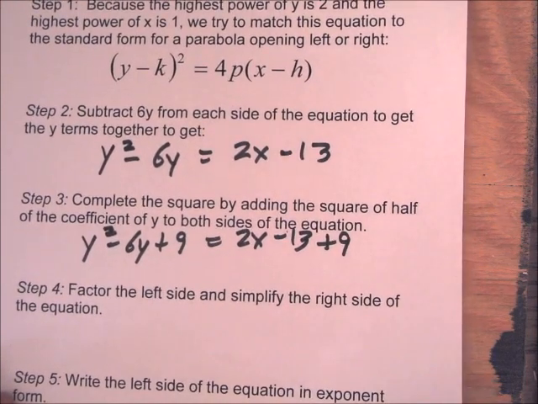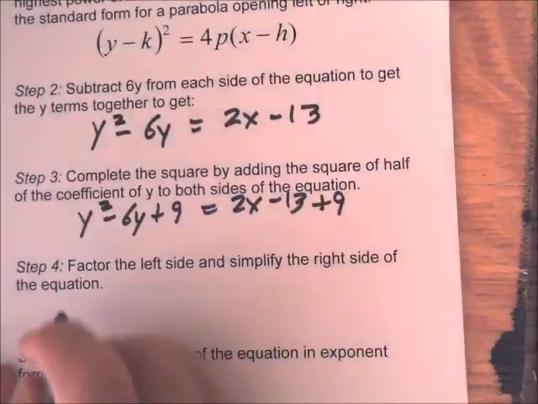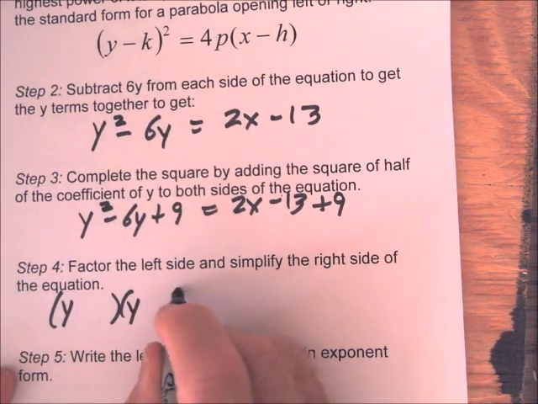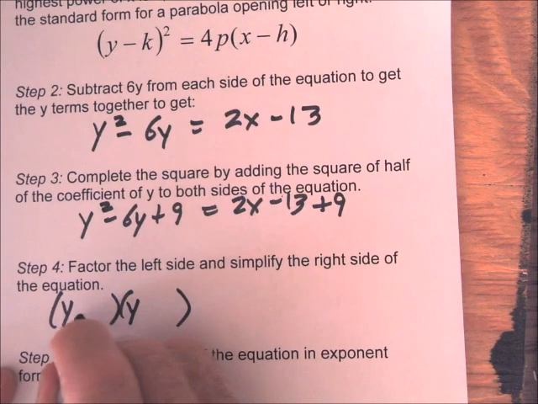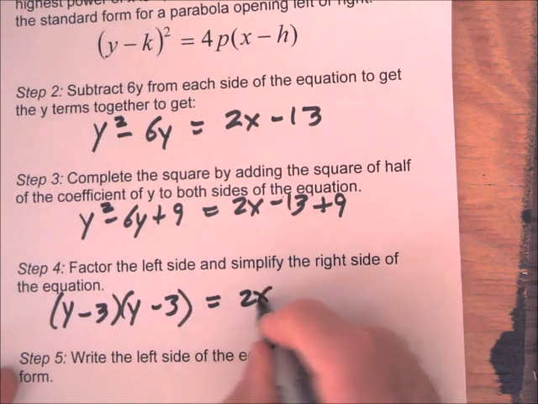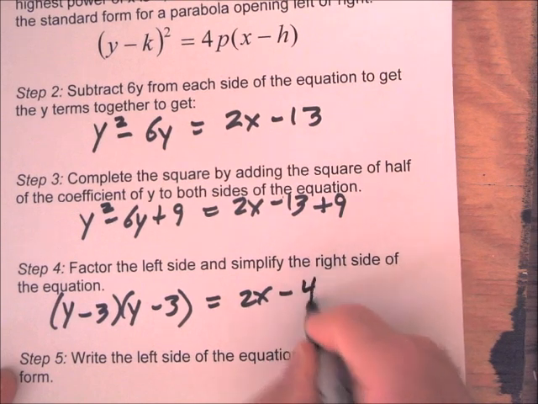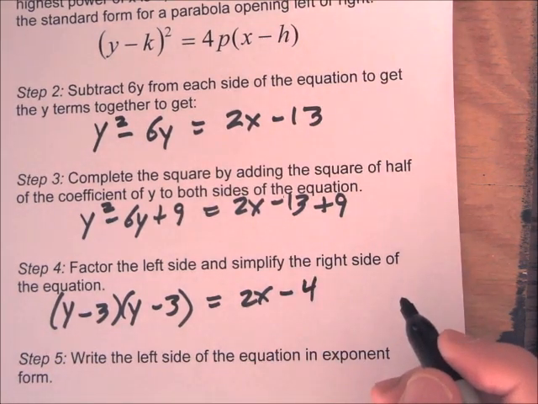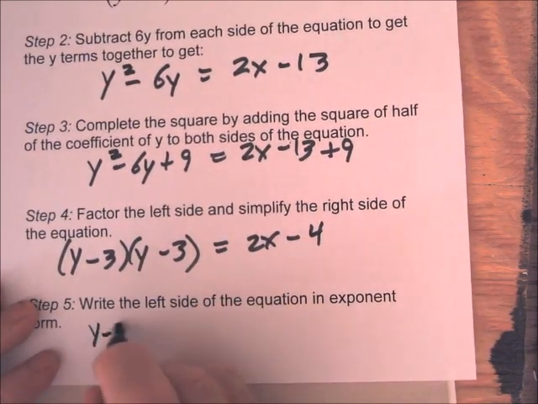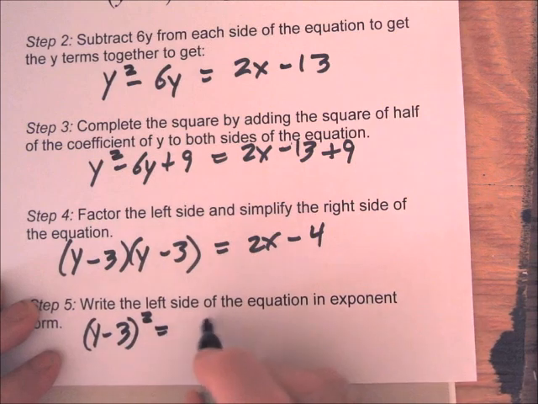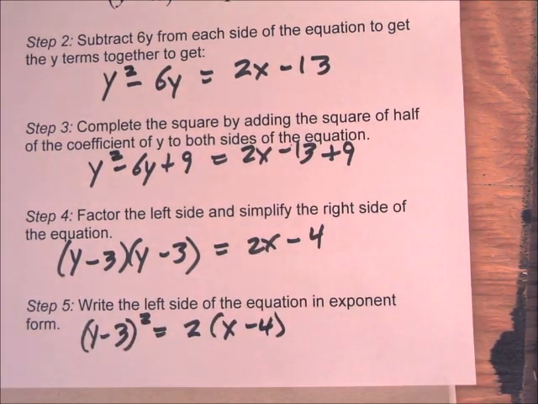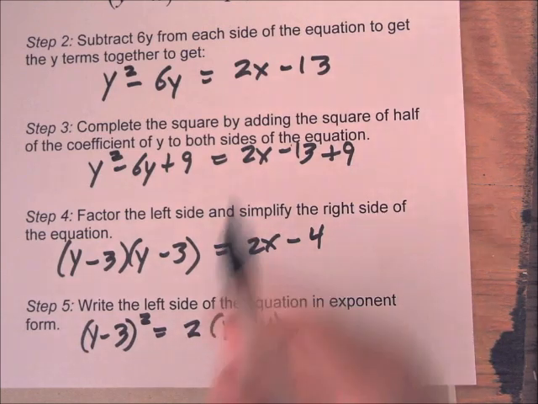And then we can factor the left side. Y times y gives us y squared. We need two numbers that multiply to 9 and add up to negative 6. That's negative 3 and negative 3. Equals 2x, negative 13 plus 9 is negative 4. And we can write this in exponent form. Y minus 3 quantity squared equals 2 times quantity x minus 4. Okay, so now it's starting to look like the form we want.